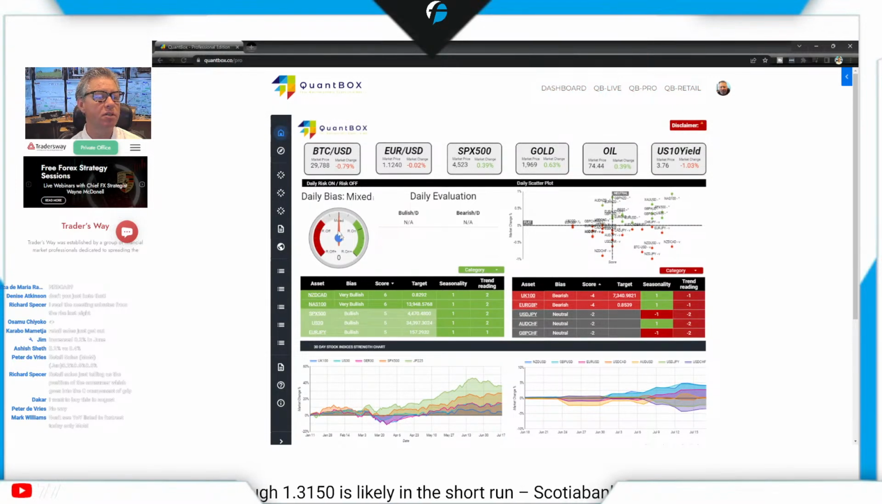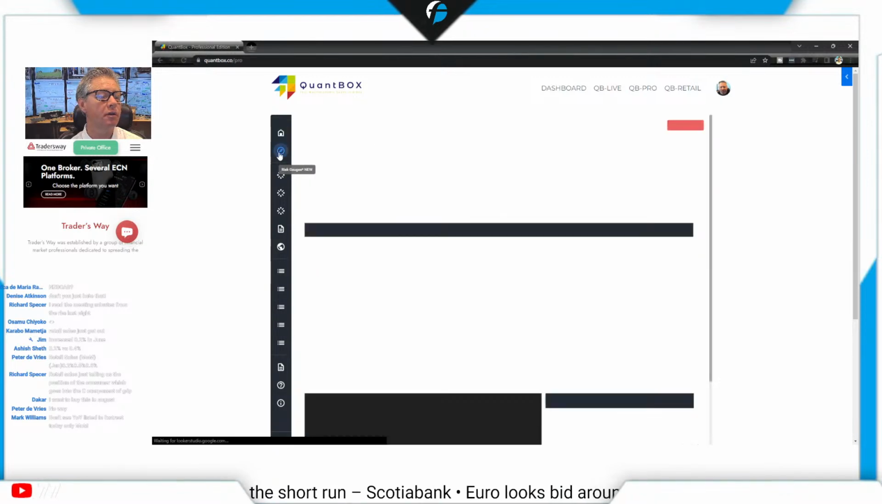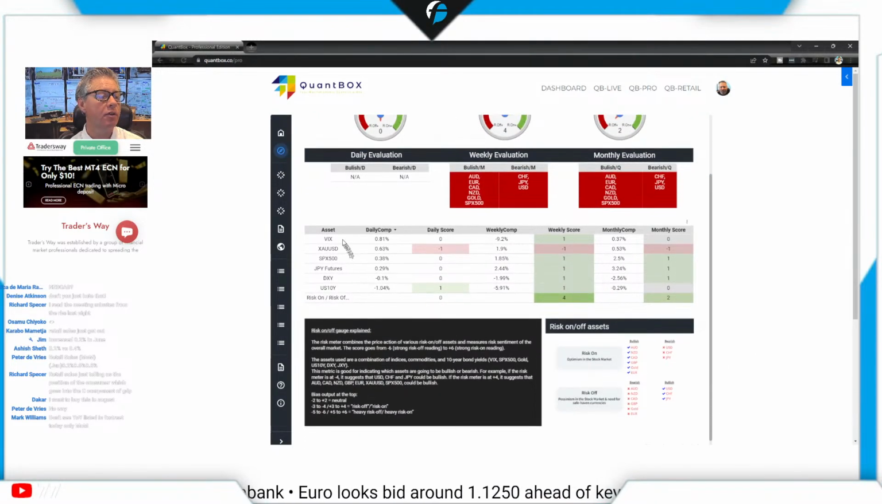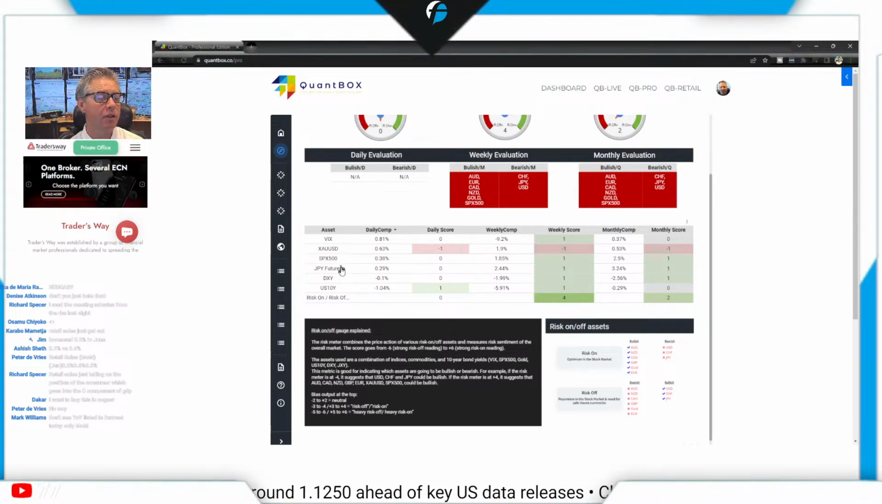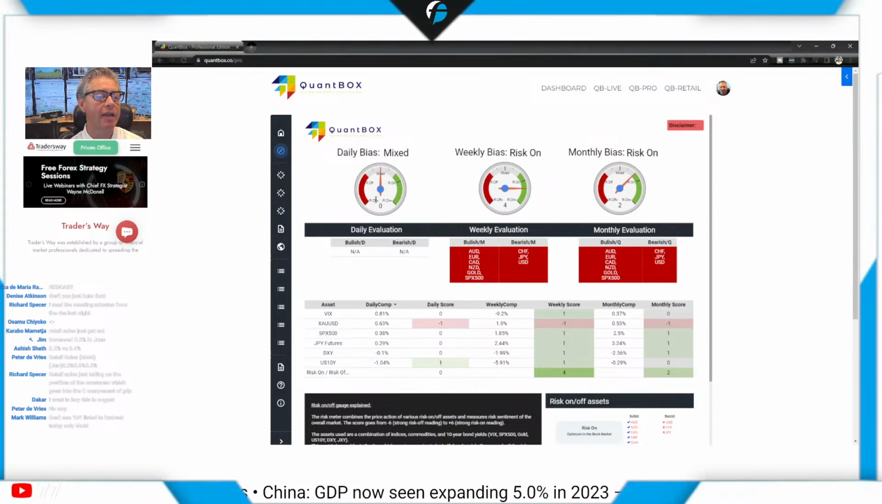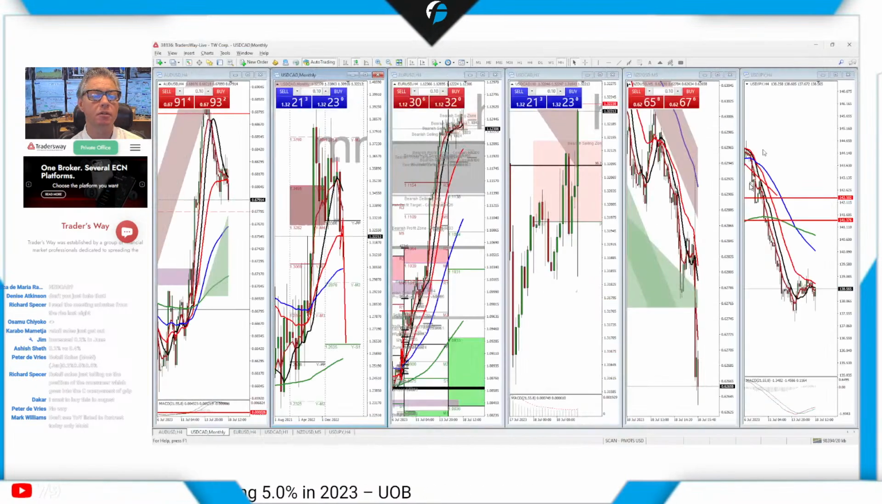Okay, still mixed. Remember, we're doing this calculation by tracking in real time the VIX, gold, S&P 500, yen, the dollar index, and the yield on the 10-year T-note. And so far, it's flat today. We are losing on the monthly basis.